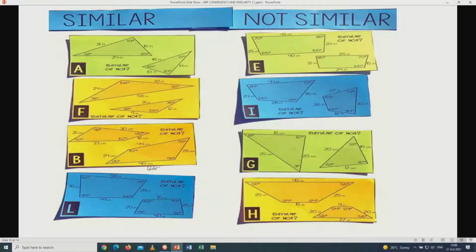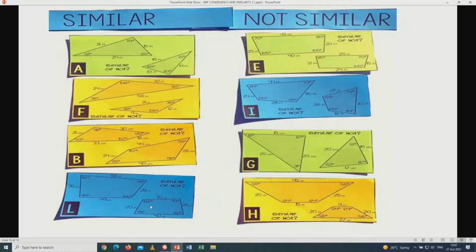Let's look at this one. It's a four-sided figure. Let's look at the angles inside. We've got 50, 50. We've got 98, 98. We've got 55, 55. We've got 57, 57. Because mathematically, you have to prove equal angles, equiangular, before you can decide they are similar, as well as proportionality. We'll go through proportionality as well.